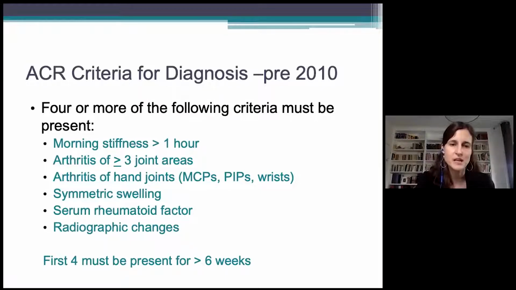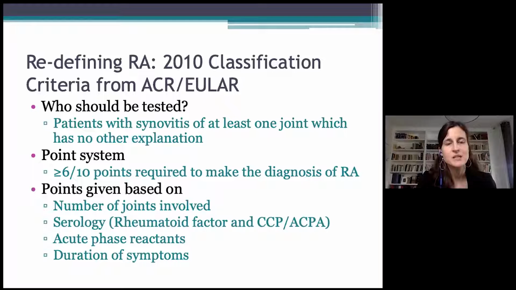But since 2010, there's been some updates with that, and the classification criteria were redefined at that point. The reason they were redefined is that we wanted to capture patients a little bit earlier. So patients with synovitis of at least one joint that has no other explanation is when we suggest patients be tested. There's sort of a new point system where 6 or more points out of 10 were required to make the diagnosis. And the points now are given based on the number of joints involved, the serologies. Now, not only the rheumatoid factor, but also the CCP, which we use frequently in our rheumatology practices. Acute phase reactants, including ESR and CRP, as well as the duration of symptoms.